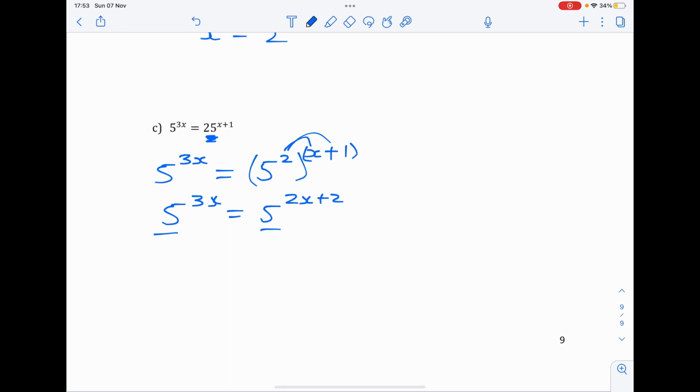Our bases are now the same, so we can drop the bases and make the exponents equal. And now we solve for x. Bring over the 2x, so x equals 2.